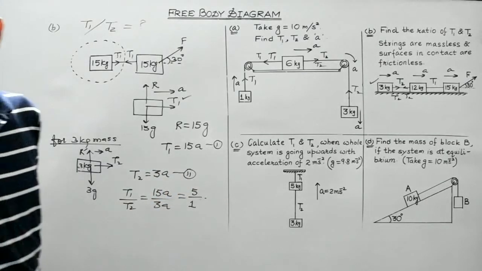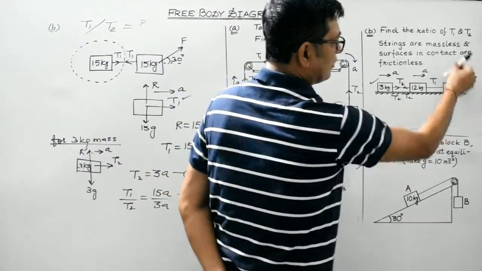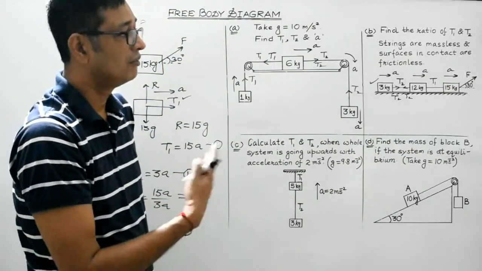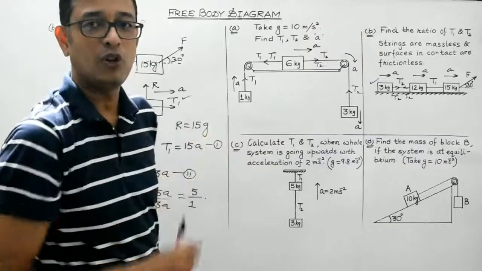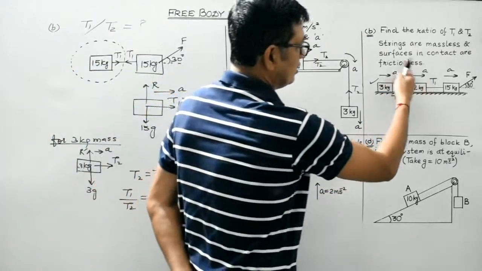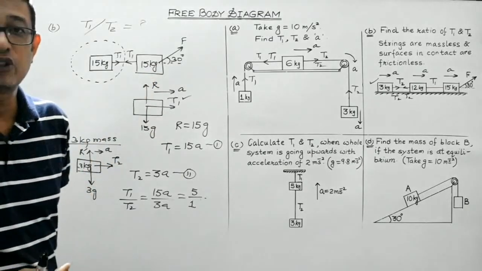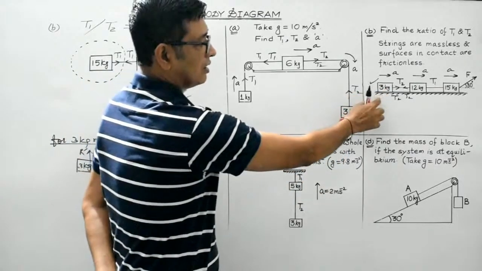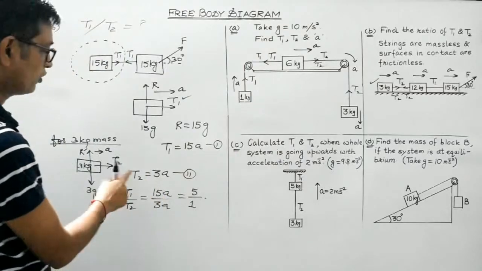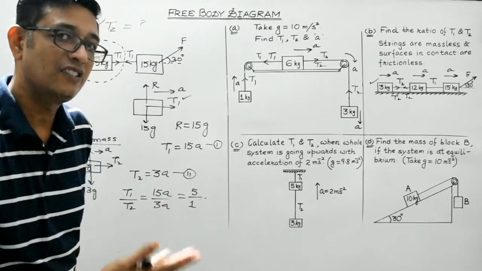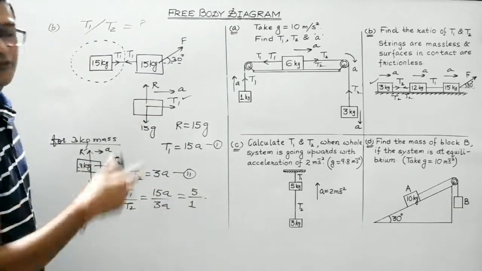So very simple. You need not resolve this F into components and so on. You need not draw the free body diagram for all the 3 bodies. Instead, you can consider these 2 bodies as a whole, as a single body, and obtain the expression for T1, and then consider the equation for the 3 kg mass. That will give you the expression for T2. Dividing these two will give you the ratio of T1 and T2. So the answer is 5:1.